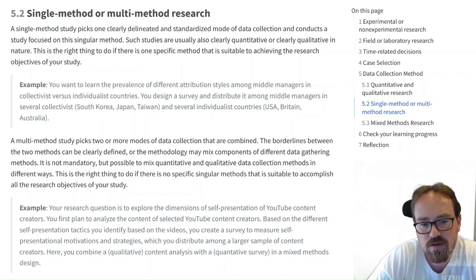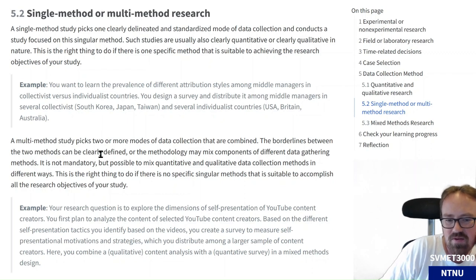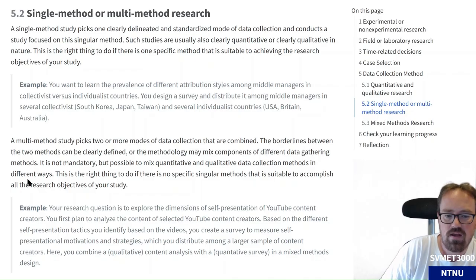A multi-method study picks two or more modes of data collection that are combined in some way. The borderlines between the two methods can be clearly defined, but sometimes also the methodology may mix components of different data gathering methods. So the borderline is probably not always as clear as you would want it to be. It's not mandatory but possible to mix quantitative and qualitative data collection methods in different ways. So that's something we will look at in a minute.